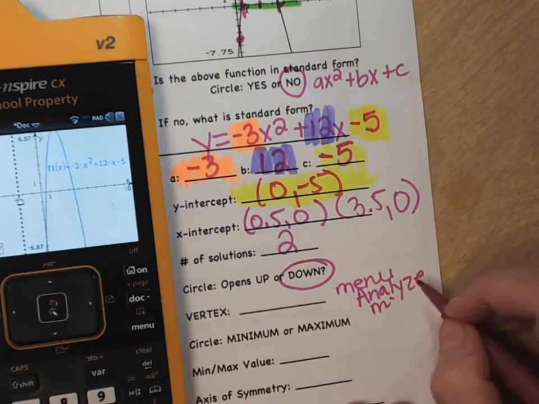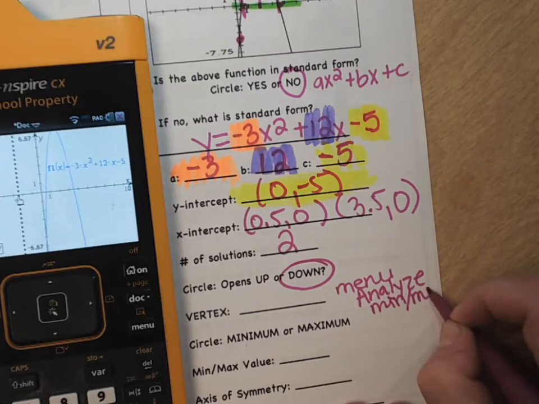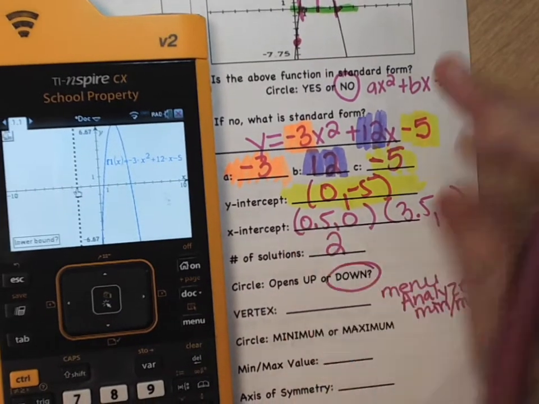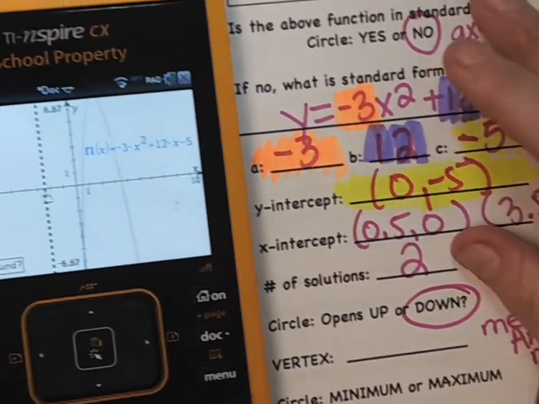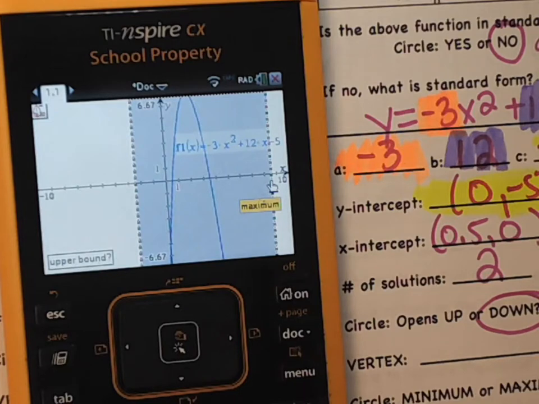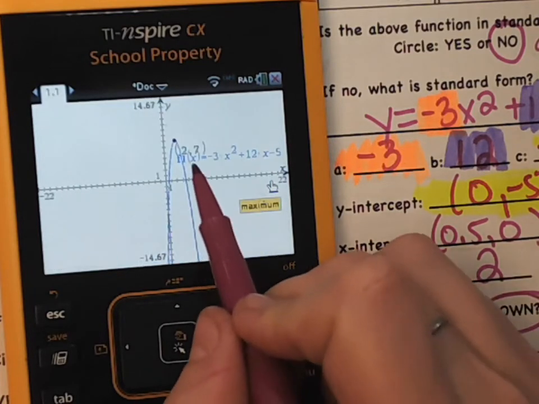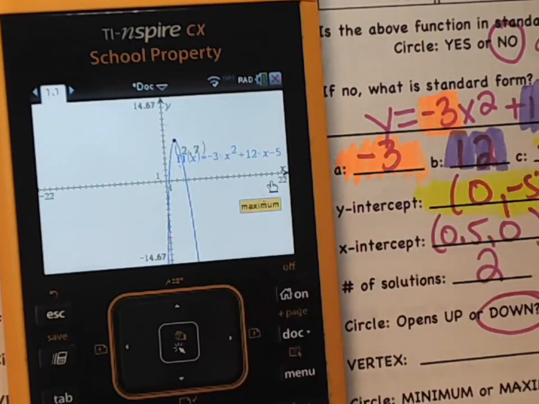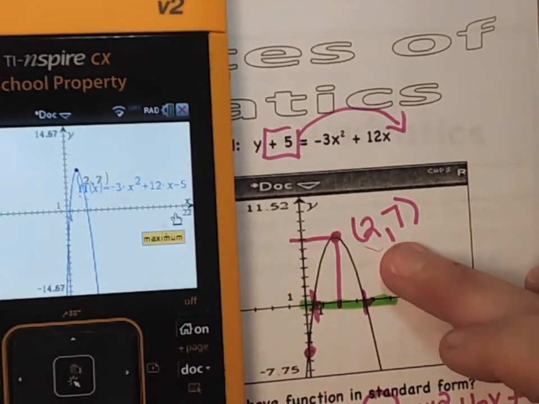So either minimum or maximum. You have to decide by looking at it. Then you're going to click, let me zoom in so you can see a little better. You're going to click on both sides of the graph, see how it says maximum, and that vertex is going to pop up. And notice it says 2, 7, and that's the exact same thing we got over here, which is 2, 7.